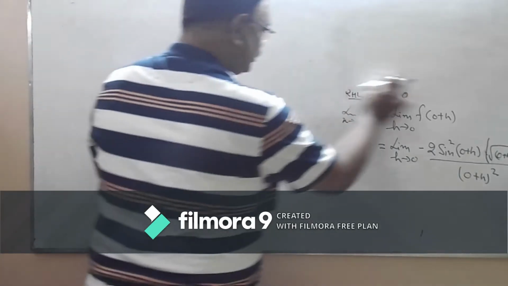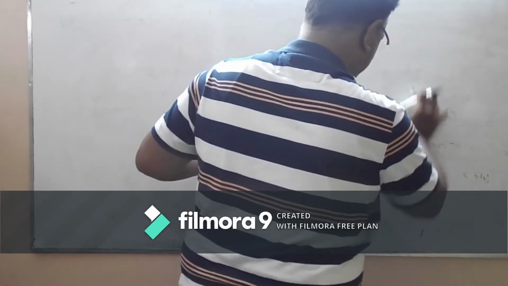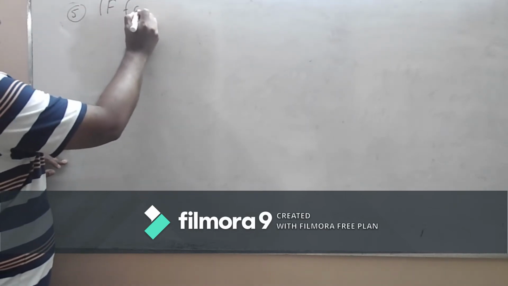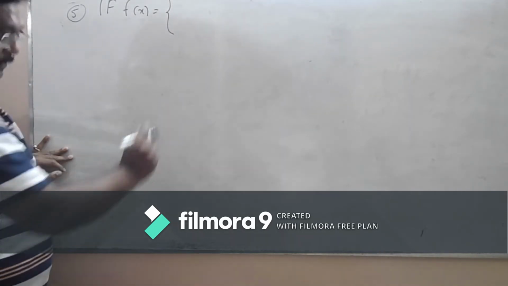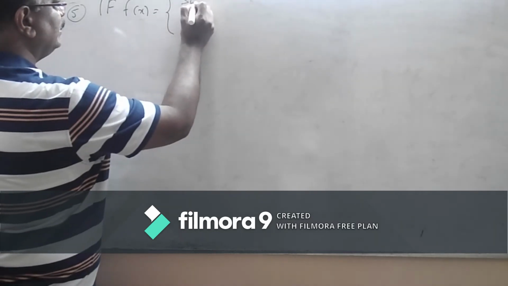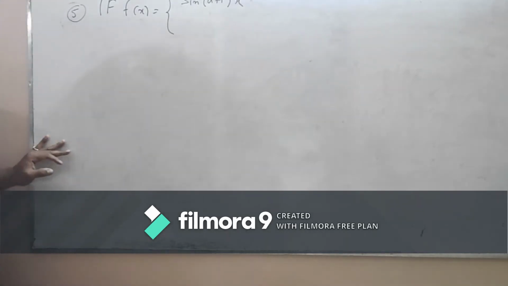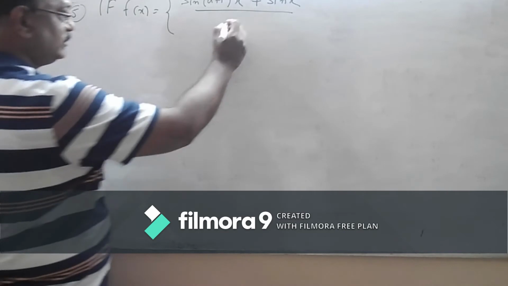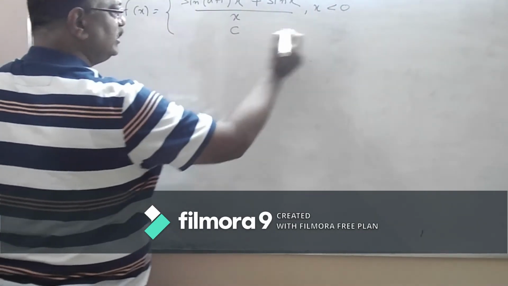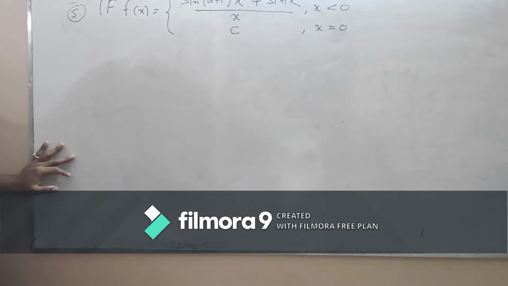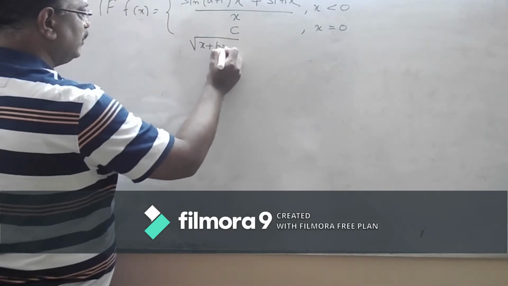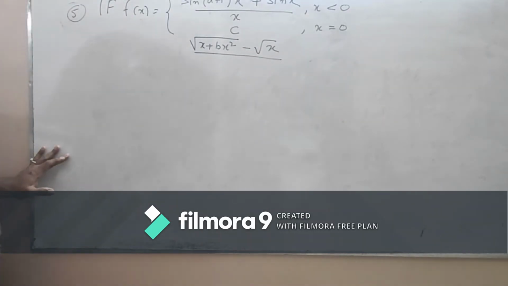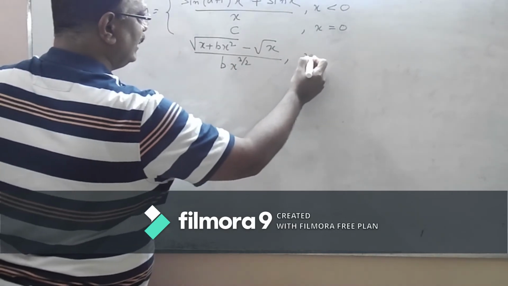Now the question is, if f(x) is equal to sin((a + 1)x) + sin x, whole divided by x when x is less than 0, c when x is equal to 0, and (√(x + bx²) − √x) upon bx^(3/2) when x is greater than 0.